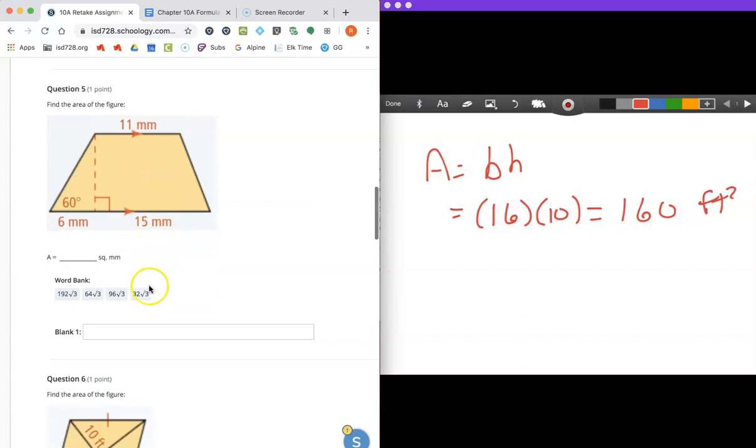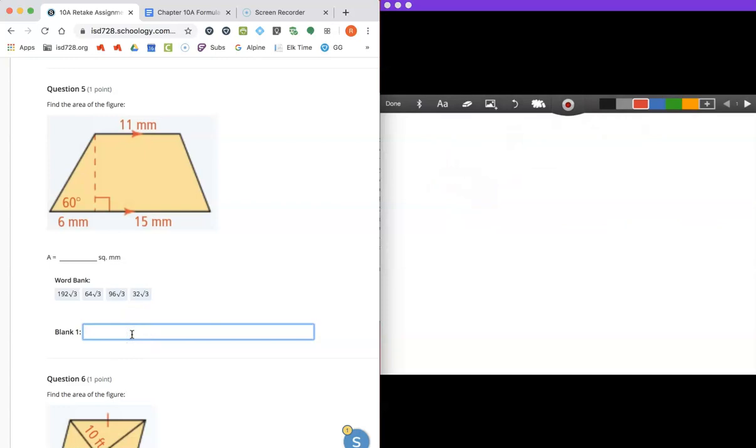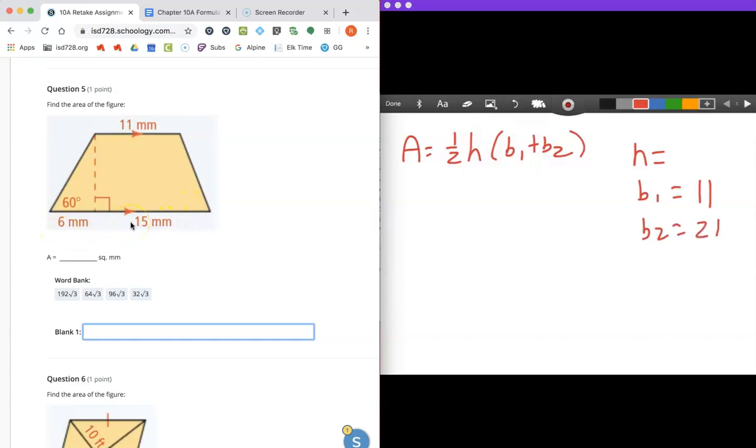Okay. Let's see. This one, we have a trapezoid now. So now we're on number 5. The formula for trapezoid is 1/2 the height times the bases added together. All right, for this one, we do have most of what we need. We don't know the height yet. We do know one of the bases. Let's say the top base is base 1. That's 11. We know base 2, technically. We have a 6 and a 15. If we add those two together, the other base is 21.